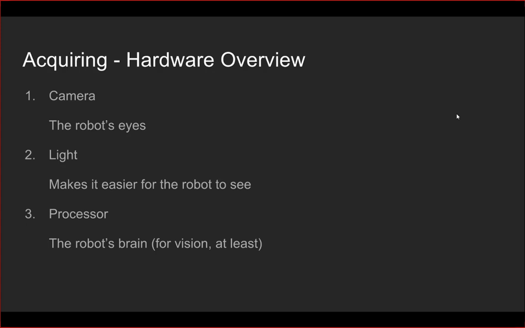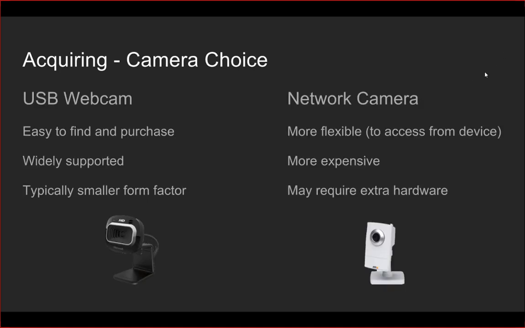First, you have the camera. This is the robot's eyes, what helps it see, just like your eyes. But just like your eyes, it can't see without any light. So you have to make it easier for the robot to see a bit, and this is where light selection comes into play. Some of you who haven't done vision processing before are probably thinking, why do I need a separate light when the field has lights already? And I'll get more into that in a bit. And then you have the processor, which is the robot's brain for vision, at least. This can be either your Robo Rio or something else, like a Raspberry Pi. So let's dive in.